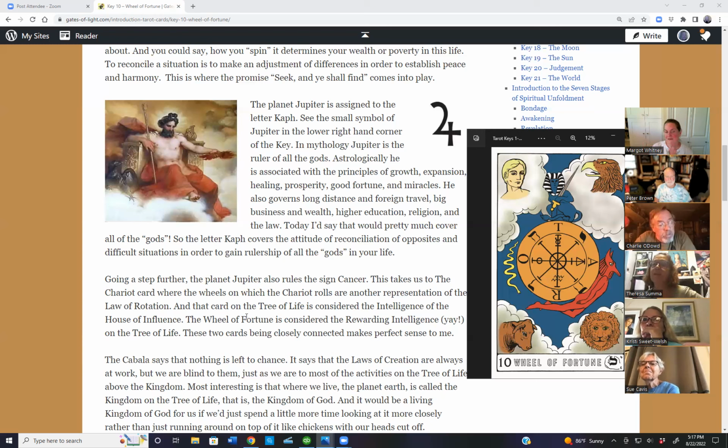So the letter Kaf covers the attitude of reconciliation of opposites and difficult situations in order to gain rulership of all the gods in your life. So I could repeat all those gods. I really like to have a higher education. I want wealth, religion, good fortune, miracles, healing. All those things have been made into gods by us. So he's covering all these bases. And the idea of the letter Kaf is to reconcile opposites and difficult situations in order to gain rulership of all of these tumultuous things that occur in your life or that you're interested in attaining or having.